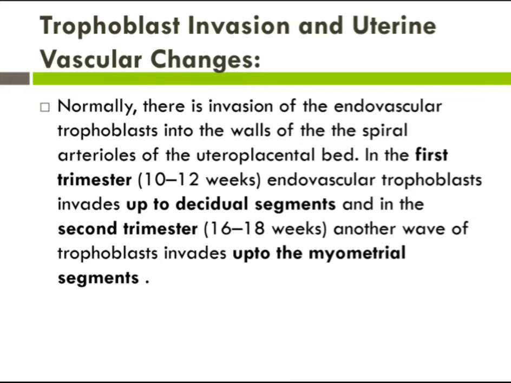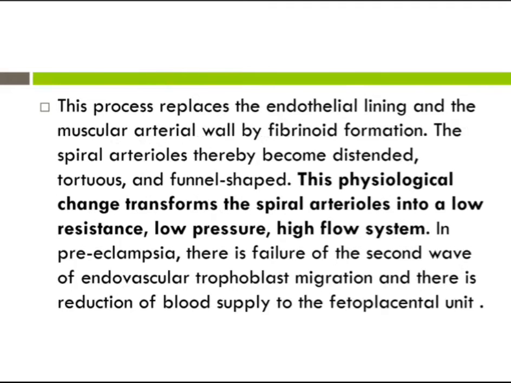Normally, there is invasion of the endovascular trophoblasts into the walls of the spiral arterioles of the uteroplacental bed. In the first trimester, that is 10 to 12 weeks, endovascular trophoblasts invade up to the decidual segment, and in the second trimester, 16 to 18 weeks, another wave of trophoblasts invades up to the myometrial segments. So basically, in the first trimester, the invasion is up to the decidua, while during 16 to 18 weeks, the invasion gets up to the myometrium.